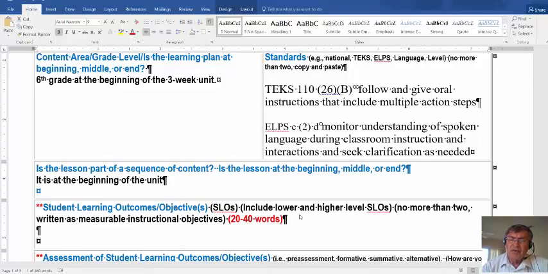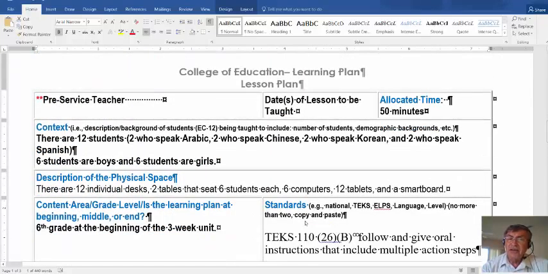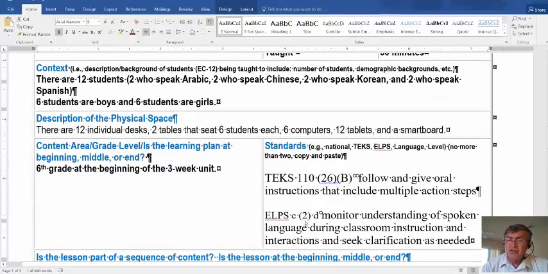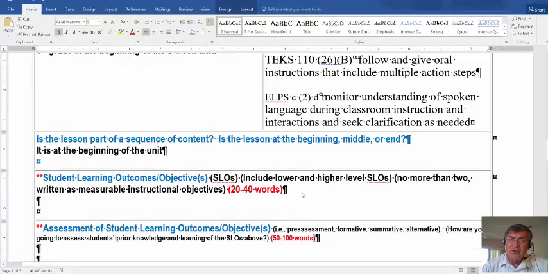You need to do everything for this one. Okay, this is where you really get started. Up to this point, all you've had to fill in is your pre-service teacher name, which is you. All the stuff in between I've given you, and you need to follow that and assume that. You can't change those things. And now we come to student learning outcomes objectives.